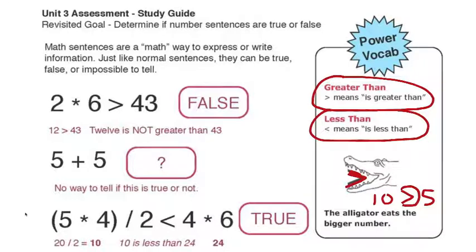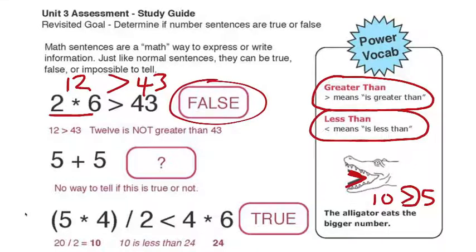Okay. 2 times 6 is 12. And they're saying 12 is bigger than 43, but that's totally not true. It's false. Now, 5 times 5 isn't really a math sentence because they're not drawing any kind of conclusion, so there's really no way to know because they haven't made a conclusion.